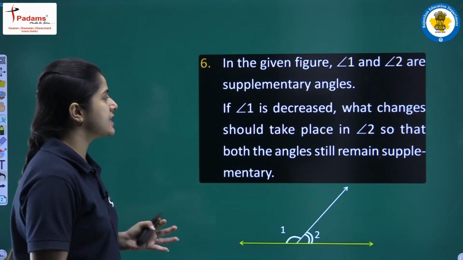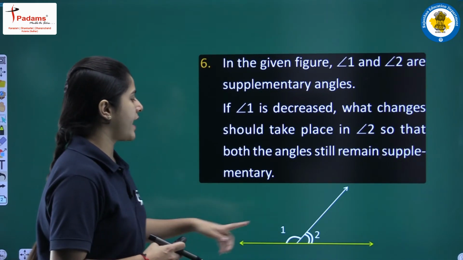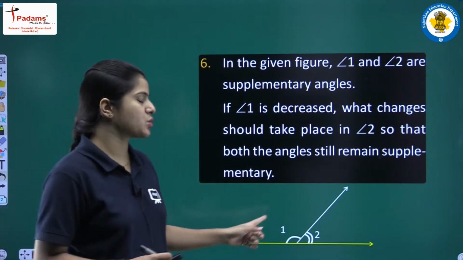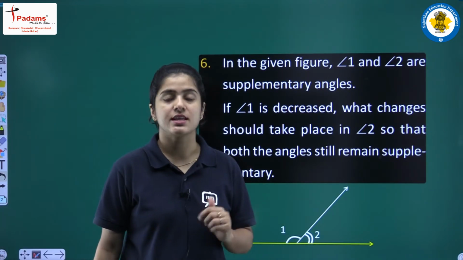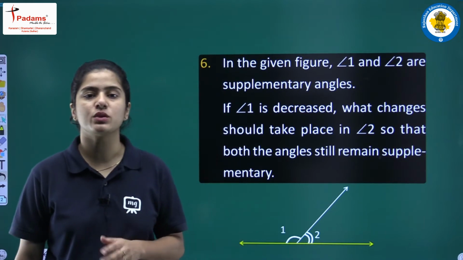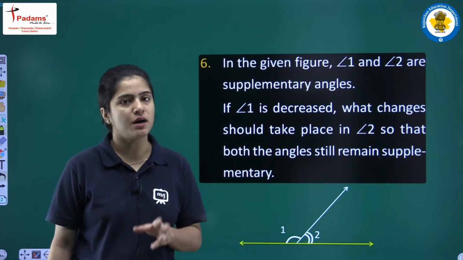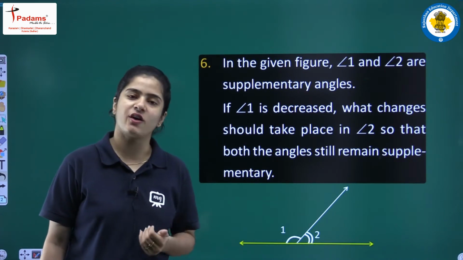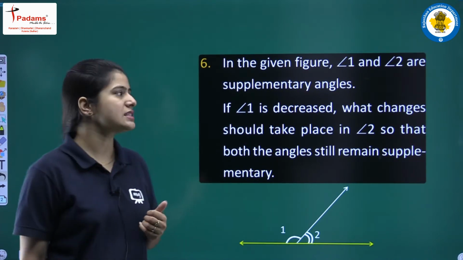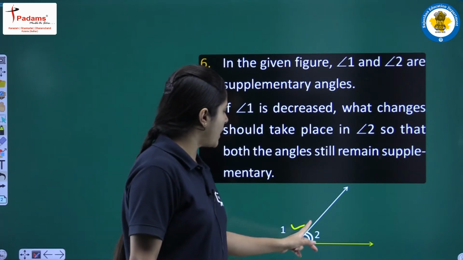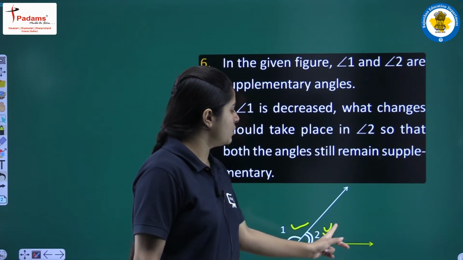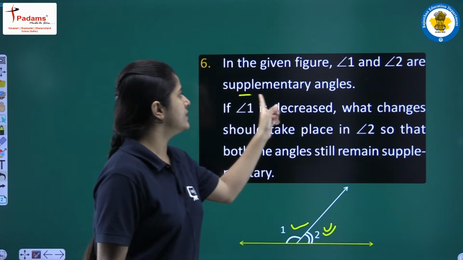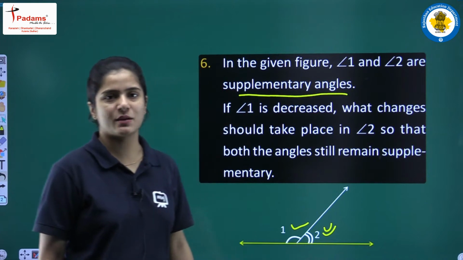Sixth question says, in the given figure, angle 1 and angle 2 are supplementary angles. We are given that these two angles are supplementary angles. What are supplementary angles, students? The angles whose sum is equal to 180 degree are called supplementary angles, okay students. So it means that angle 1 plus angle 2 is equal to 180 degree. That is why they are called supplementary angles, okay.